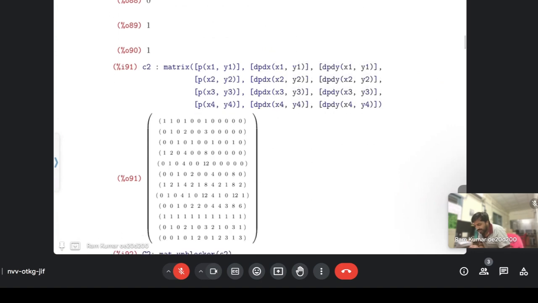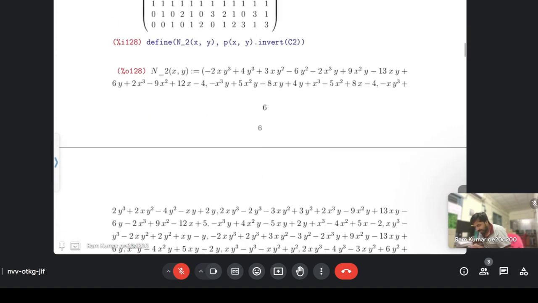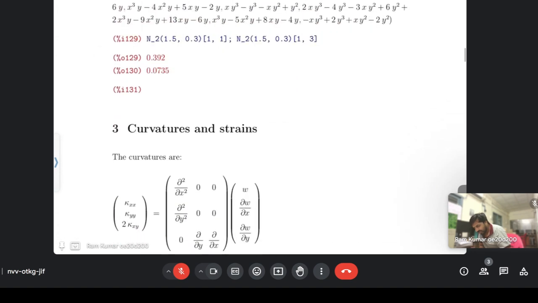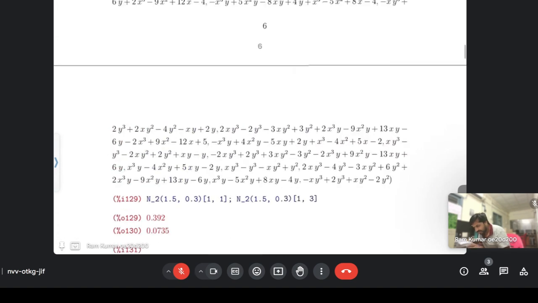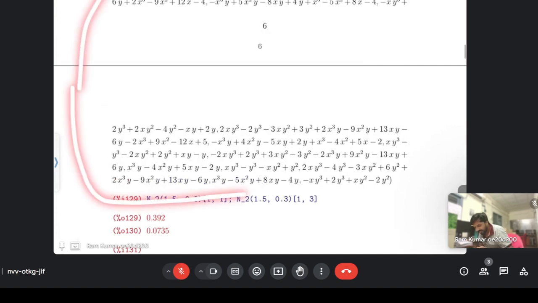a similar thing. Again, we have to find matrix C2, then P1, that is P at x1, y1, del P. We already did it like this. We just have to put in the values and you will get matrix C2. Then the shape function N2. This will be your N2, and finally this big expression you will get for N2.